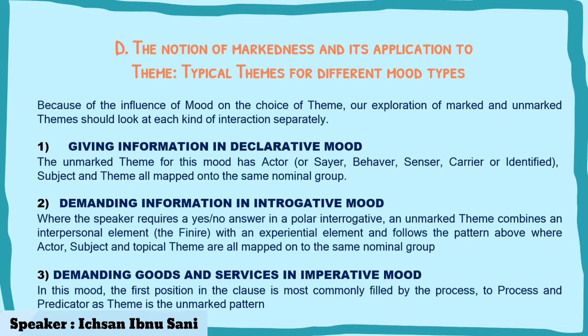Number 2 is demanding information in interrogative mood. When the speaker requires a yes or no answer in a polar interrogative, an unmarked theme combines an interpersonal element with an experiential element and follows the pattern above, where actor, subject, and topical theme are all mapped onto the same nominal group. The last is demanding goods and services in imperative mood. In this mood, the first position in the clause is most commonly filled by the process and predicator as theme, which is the unmarked pattern.